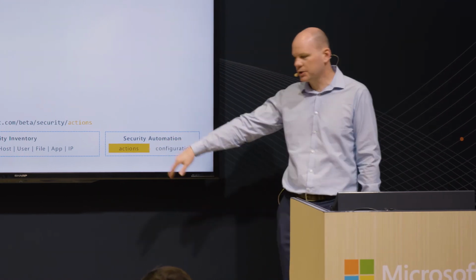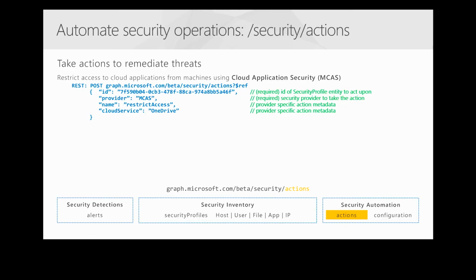So when we talk about actions, automating security response, those IDs come into play there. This API, again, is not just a read API, it's a write API. So we can ask the API to actually do some things for us. In this case, we're saying this particular host security profile with this ID, I would like the provider Microsoft Cloud Application Security to take an action. In this case, I want to restrict that server from accessing OneDrive. Maybe we think it's compromised. So this post request that we're doing to the RESTful API always requires an ID of a security inventory entity and a provider that we want to take that action.